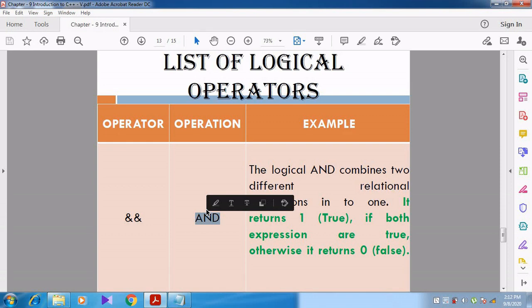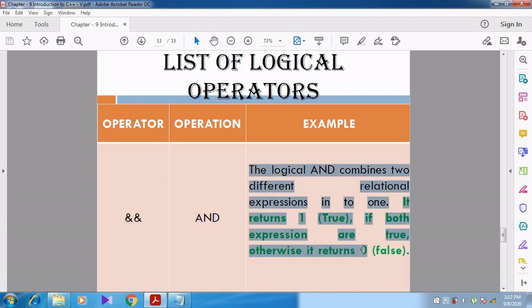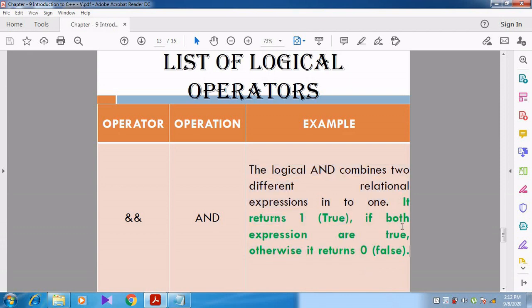What is meant by the AND operator? When both the inputs are true, the output is true, otherwise false. You have studied this in the second lesson. Here, the AND operator returns 1 if both the expressions are true. Otherwise it returns 0, that is false.